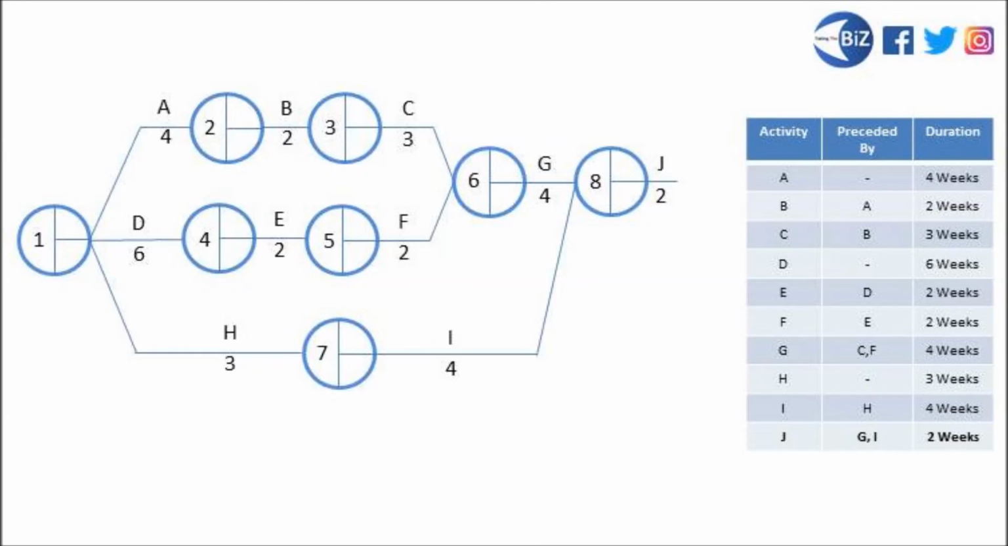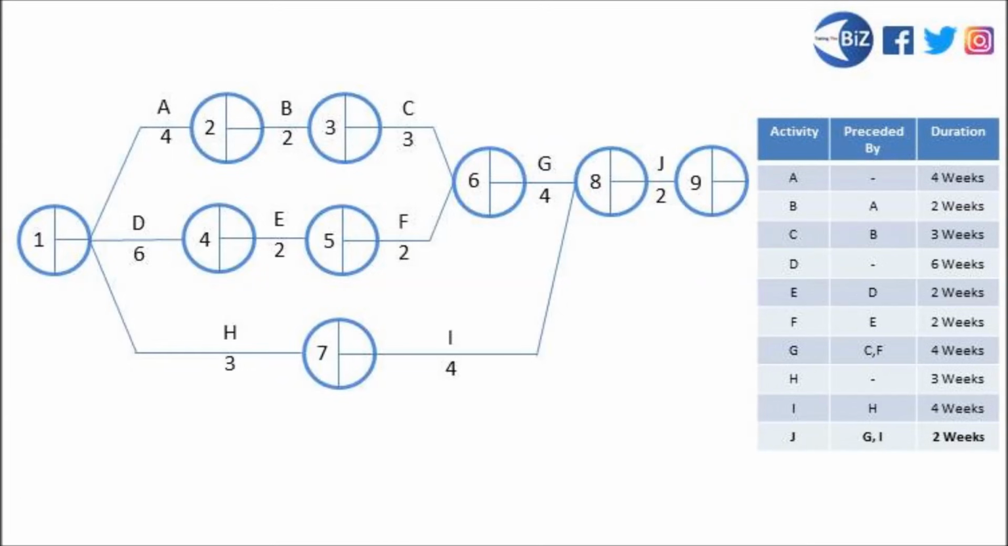We'll pop J at the end there. We'll see that that one takes 2 weeks, and we'll draw one final node to budge our table across there to show that this activity is now completed. So node number 9 is our last node. Nothing's going to flow out of it. J is the last activity as part of this project, and it has completed.